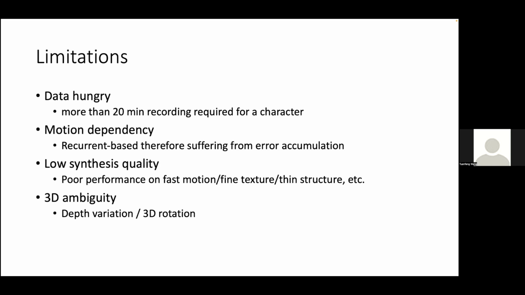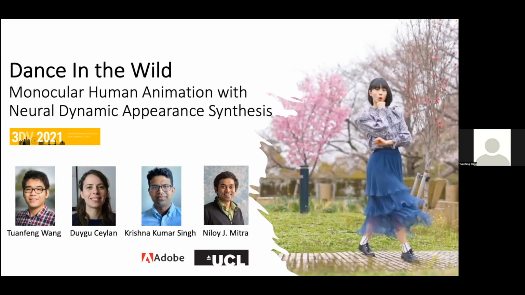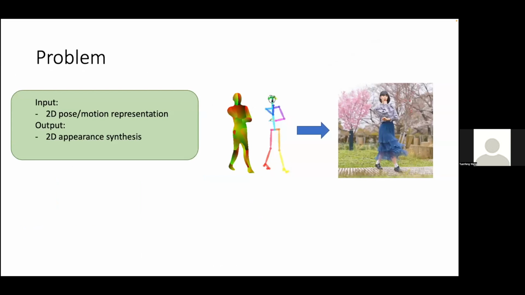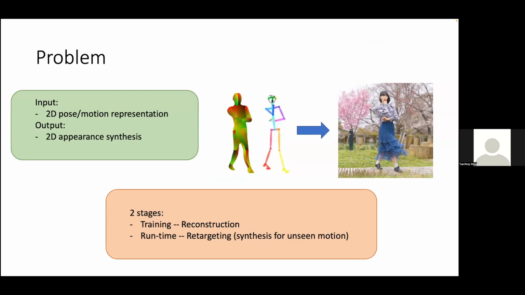So the first work I'd like to talk about is our 3DV paper last year called Dancing in the Wild: Monocular Human Animation with Neural Dynamic Appearance Synthesis. In this work, just to recall what we have discussed previously about the problem setup, the input is the target pose or motion representation, and the output is we want to synthesize the possible 2D appearance. There are two stages here.